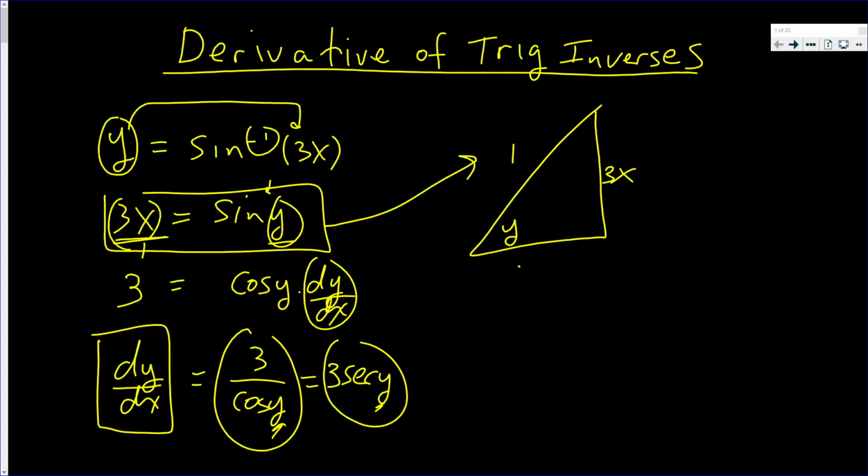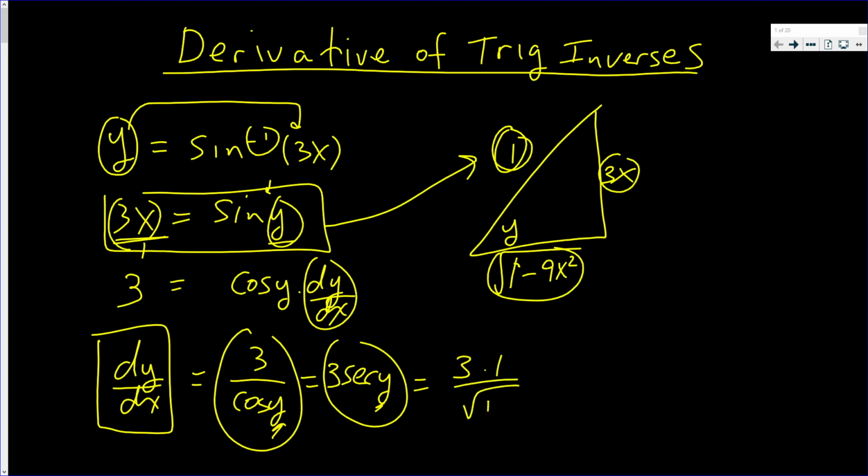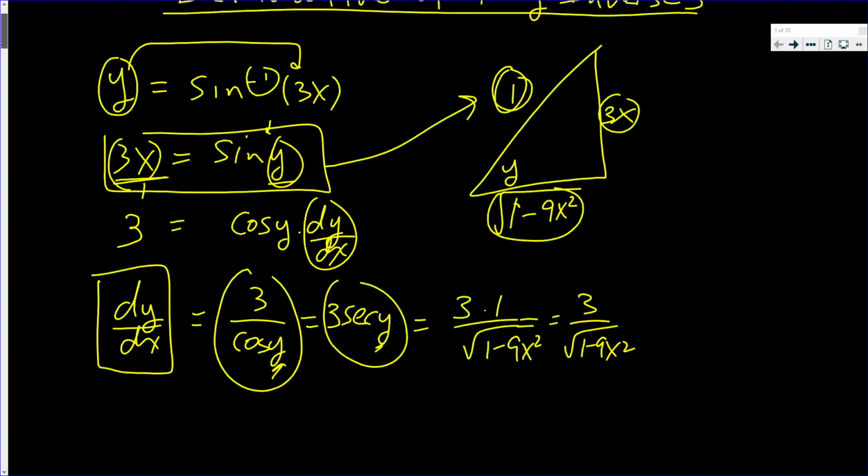So then this side must be the square root of 1 minus, it must be this squared minus that squared. But now things become easy. Secant is this over that, so it's 1 over that. And there's your answer. I would just say what 3 times 1 is. Don't have to memorize 25 different rules.